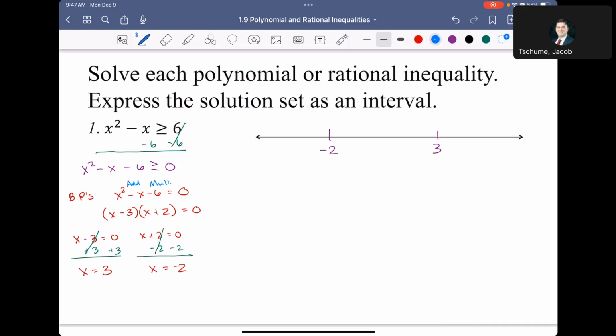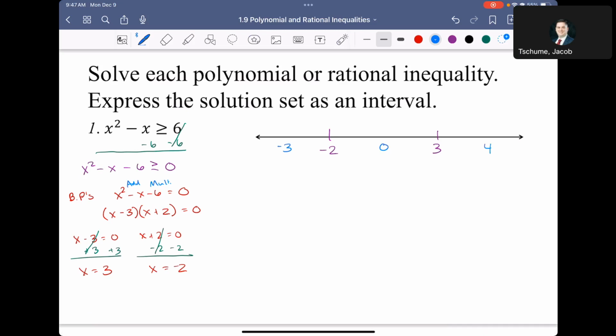So over here on the left, I need to pick a number that's less than -2. I usually keep it pretty easy. I'm going to do -3. I then need to pick a number between -2 and 3. When I can, I always pick 0. And then I also need to pick a number bigger than 3. So let's call that 4.